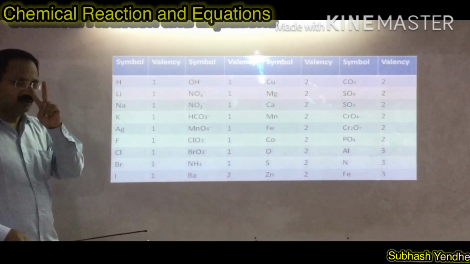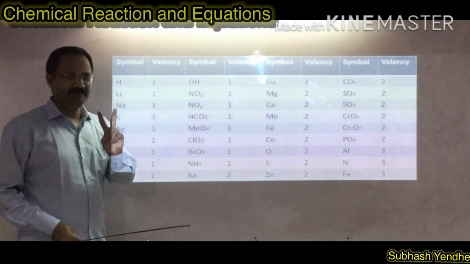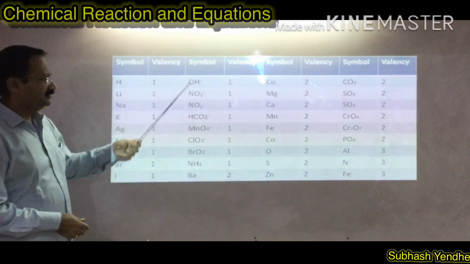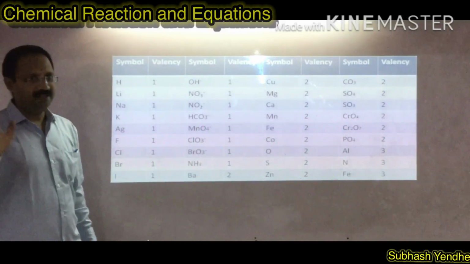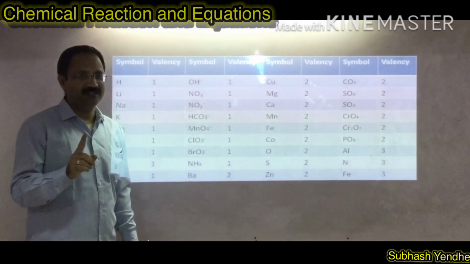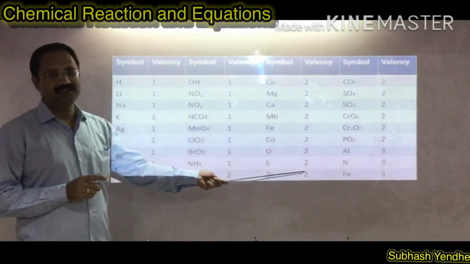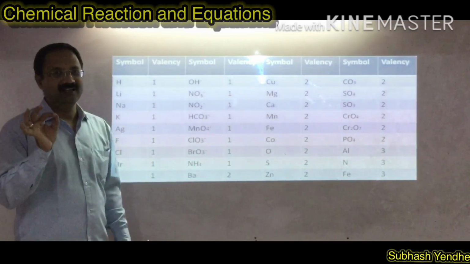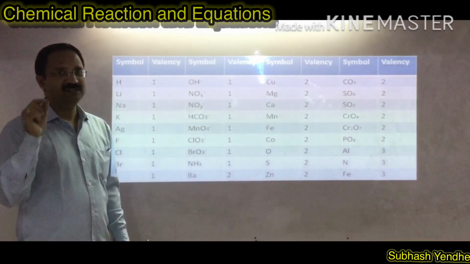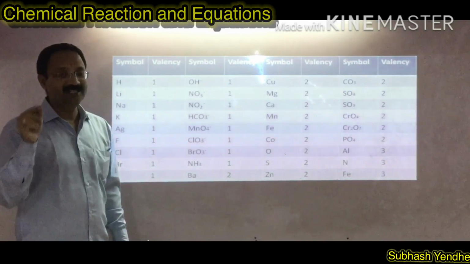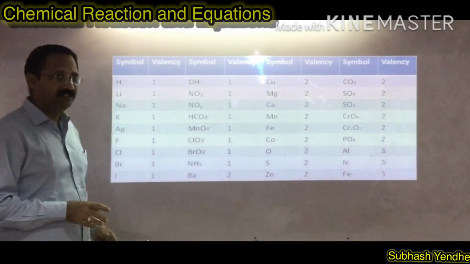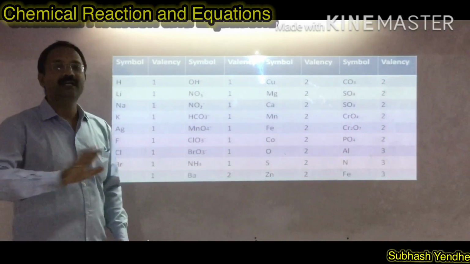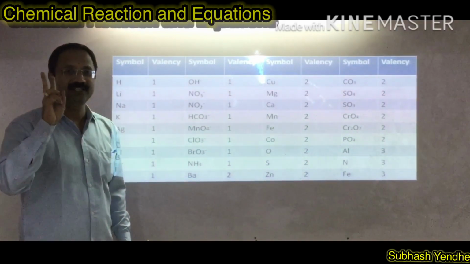You have to remember only 2 points: the valency 1 elements and the valency 3 elements. For valency 1 elements, I told you the idea to remember, and this is for the valency 3: F for ferrous, N for nitrogen, Al for aluminium. If you remember valency 1 and valency 3, the remaining all have valency 2.